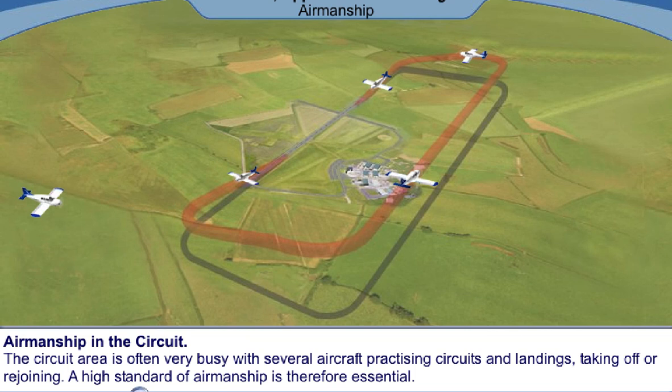Let's now consider the main airmanship points of flying in the circuit. The circuit area is often very busy, with several aircraft practicing circuits and landings, taking off or rejoining. A high standard of airmanship is therefore essential. You must keep a good lookout at all times and be aware of other aircraft in the circuit. Never forget to carry out all the required checks at the correct time, or to make the RT calls required by air traffic control or local procedures. Flying at the appropriate speeds in the circuit is also of vital importance, especially on the approach to land. In particular, remember the following points.